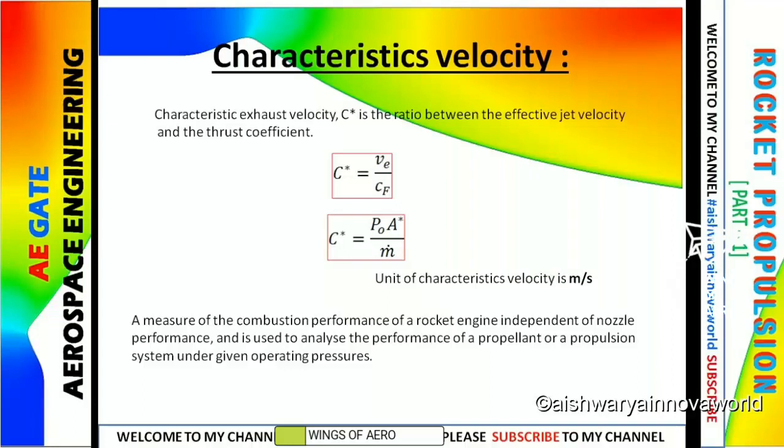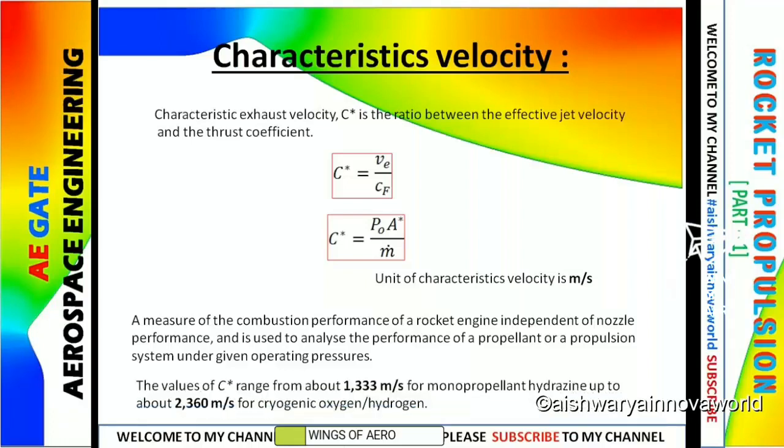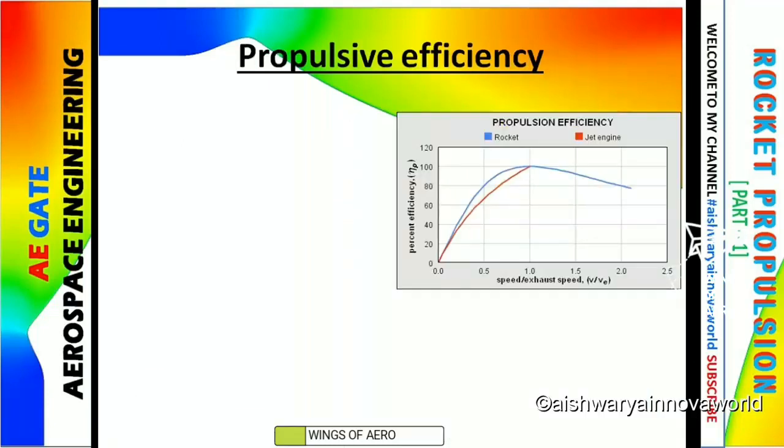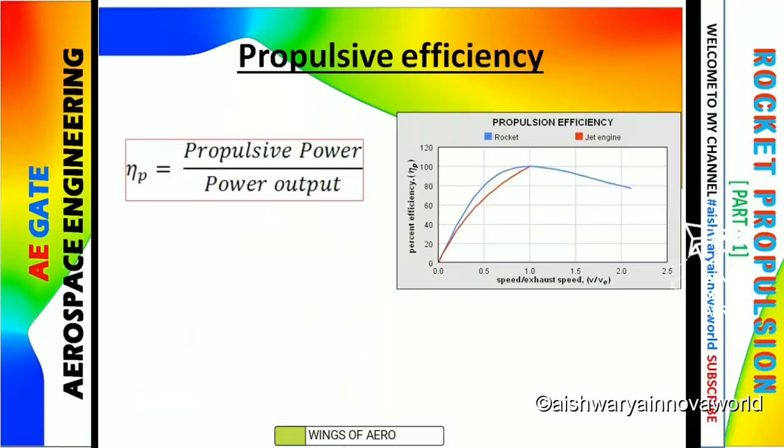At which condition it is operating, that is very important for a characteristic velocity. Like I will tell you, for monopropellant or a cryogenic propellant, it varies. How? See, for monopropellant, it's around 1333 meter per second, whereas for cryogenic propellant like liquid oxygen and liquid hydrogen, it increases to around 2360 meter per second.